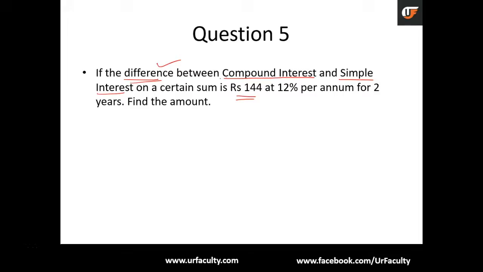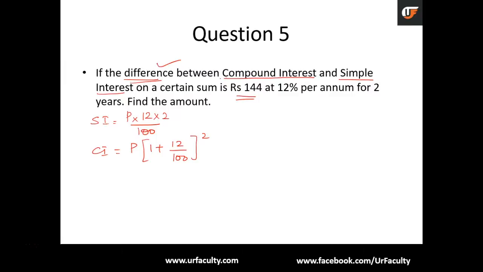Now the question has to be simplified by putting first the simple interest. What is simple interest in this case? Simple interest is P into 12% per annum for 2 years by 100. And what is the compound interest in this case? P into 1 plus 12 by 100 power 2.